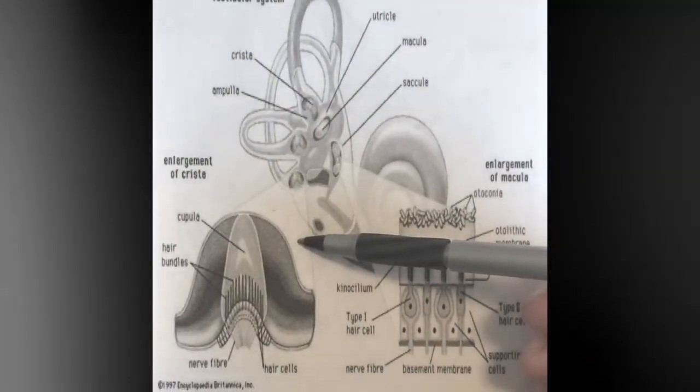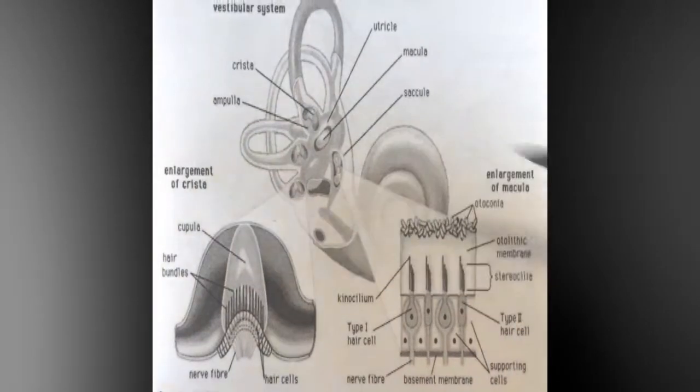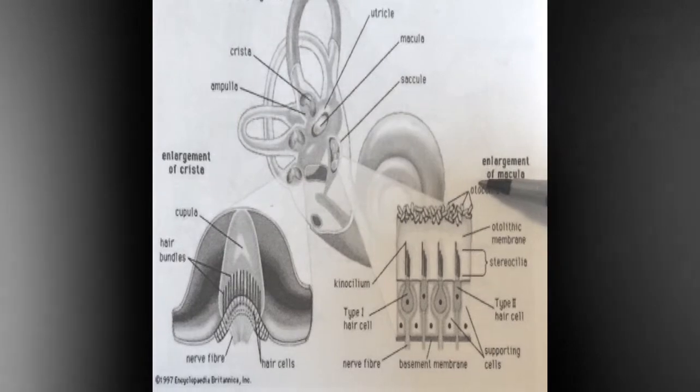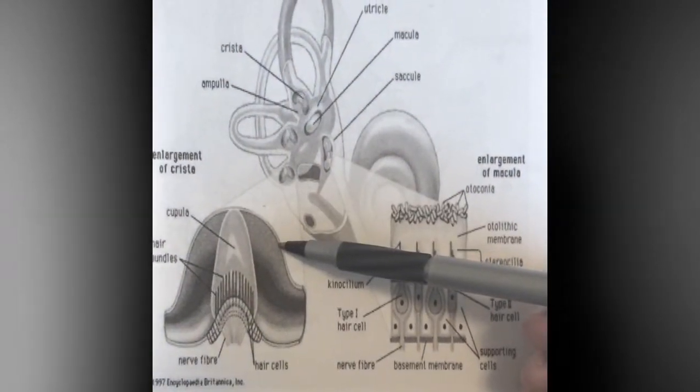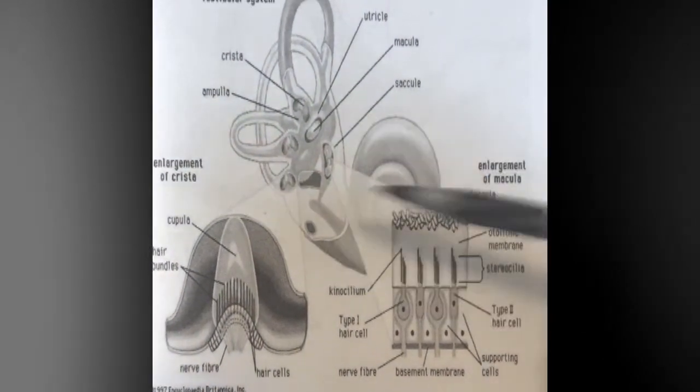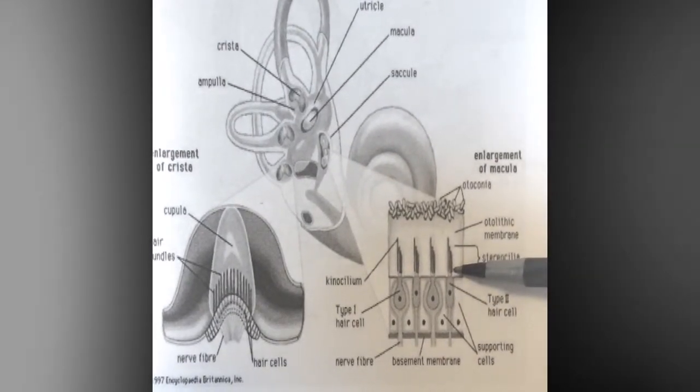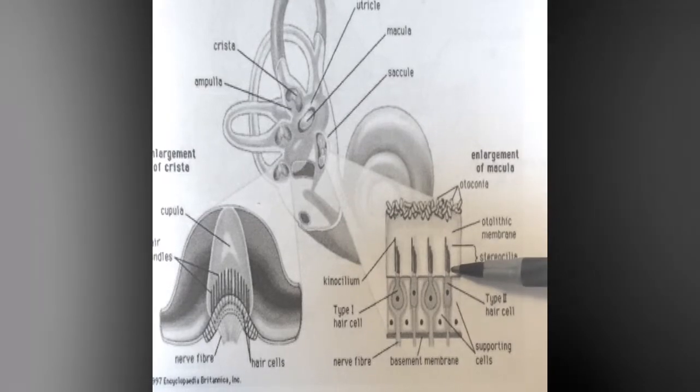Here's an enlargement of the crista, which lies in the ampullae, and here's an enlargement of the macula, which lies in the utricle and the saccule. The crista is the end organ for the semicircular canals, and the macula acustica utriculi and the macula acustica sacculi are the end organs for the utricle saccular system.